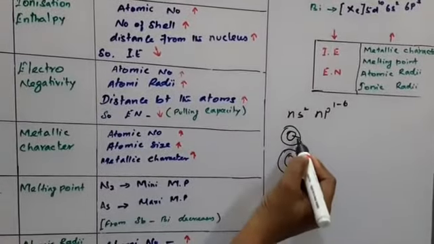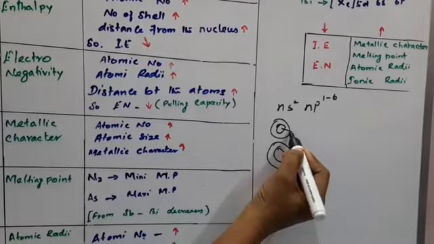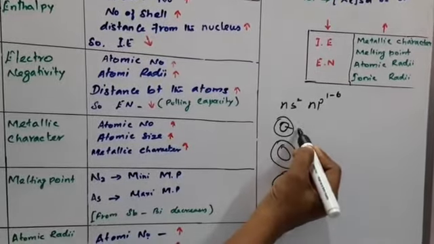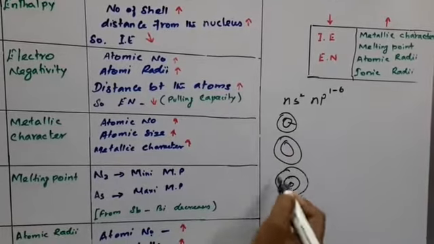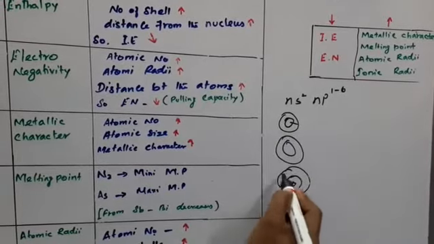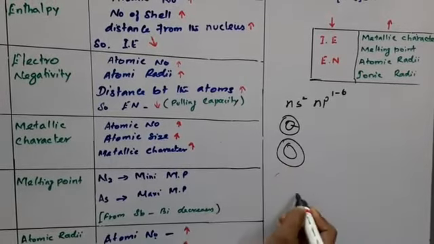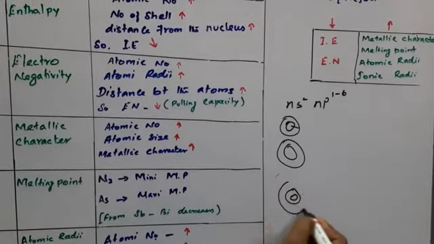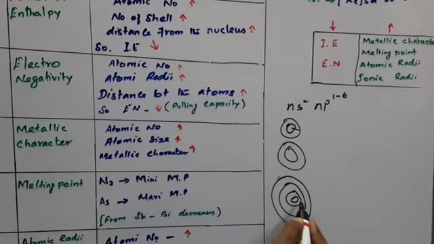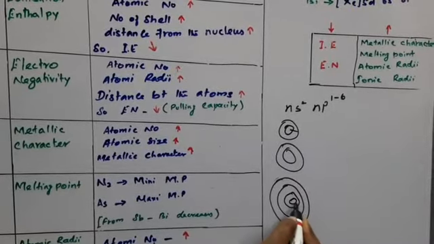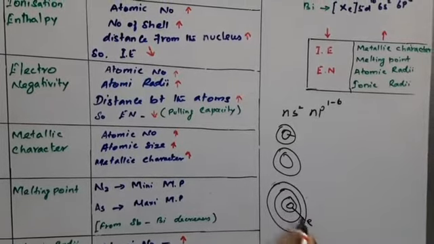Okay, here the distance between the nucleus and the outermost electron is small. Here the number of shells increases because as the atomic number increases, the number of shells also increases. So here, the distance between the nucleus and the outer shell electron is far away from the nucleus.